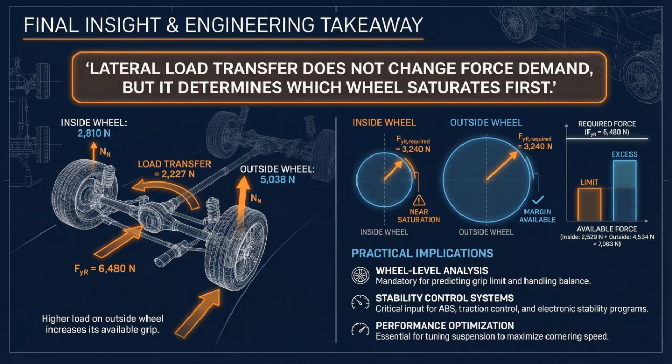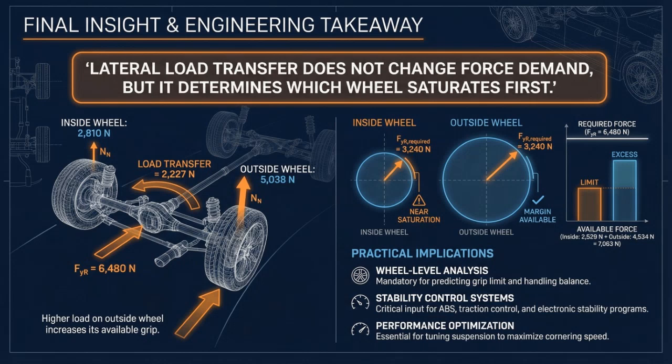The key insight from this analysis is simple but powerful. Lateral load transfer does not change how much lateral force the vehicle needs, but it decides which wheel reaches its limit first. During cornering, the total lateral force demand stays the same, set by vehicle speed and turn radius. However, lateral load transfer redistributes normal load between the inside and outside wheels. The outside wheel becomes heavily loaded and carries most of the force, while the inside wheel becomes lightly loaded and is the first to lose grip.